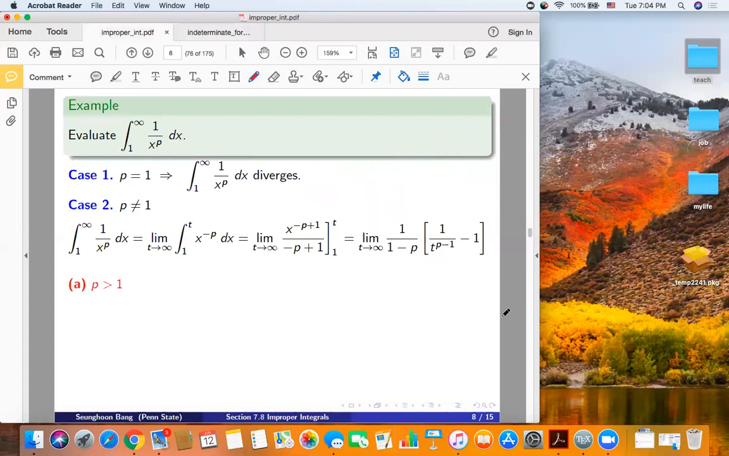So we have two cases. First one, p is greater than 1. So p minus 1 is positive. What happens as t approaches infinity? What is t to the p minus 1? What is the answer? As t approaches infinity, what happens to t to the p minus 1? Do you know the answer to this question?